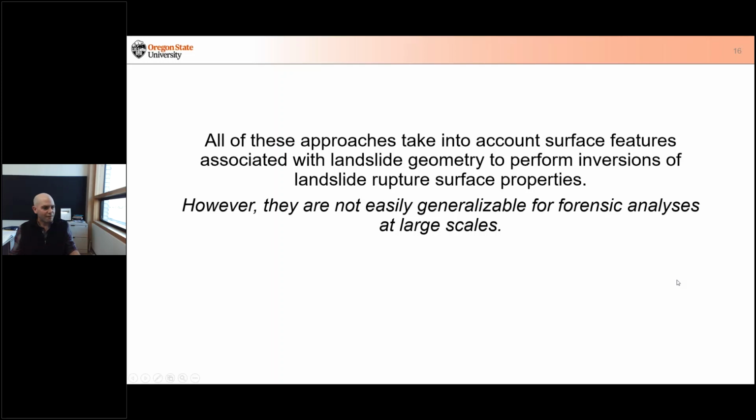All of these approaches have their application, their use. They have value, no question. But to perform inversions that are a little bit more generalizable for forensic analyses at large scales, we choose to just go a bit further and to use some of the topography we can glean from a LiDAR DTM to inform what that rupture surface might be.